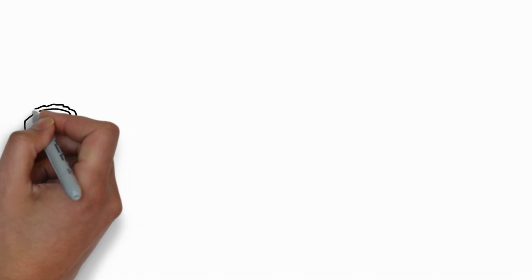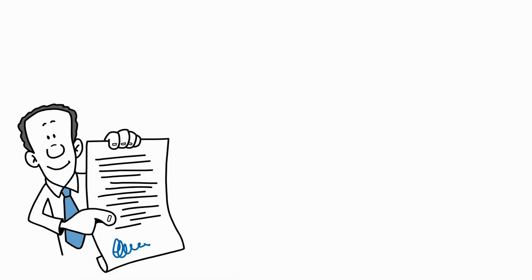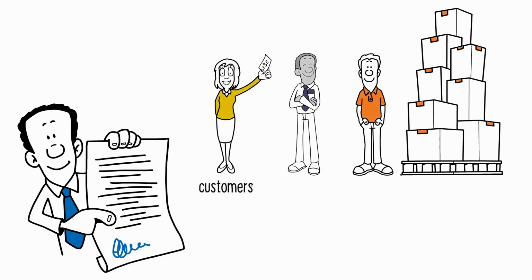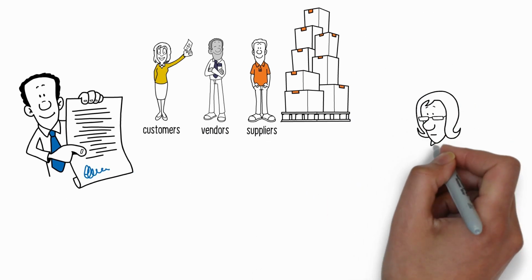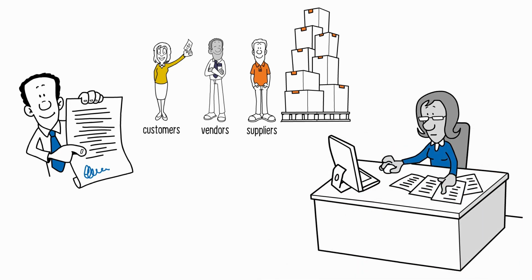One of the core pillars for any business is legal contracts that protect interests of all parties involved. These contracts are legally binding agreements with your customers, vendors, or suppliers. Managing, organizing, and understanding the risks and obligations within these contracts is critical for success.